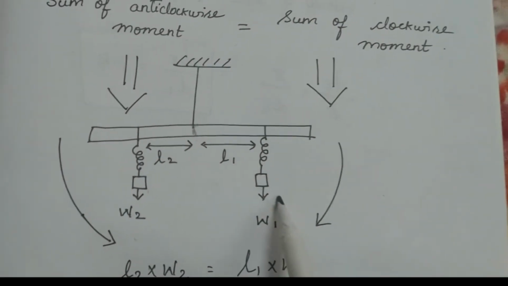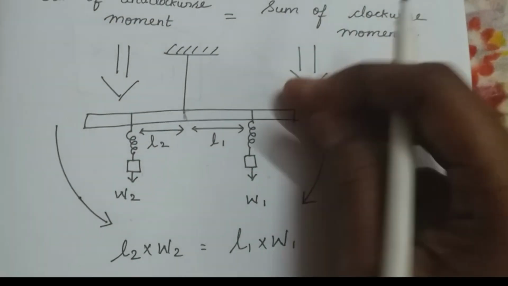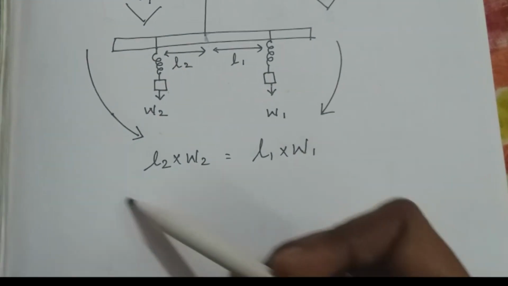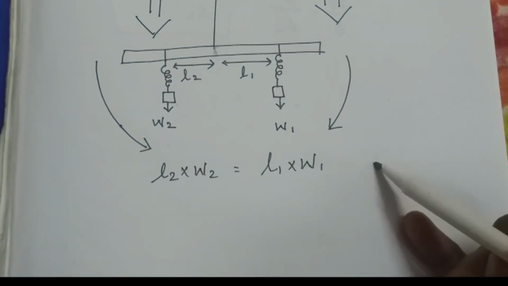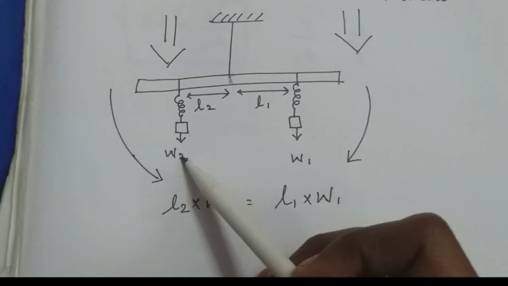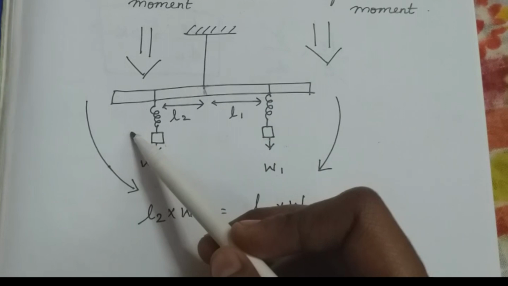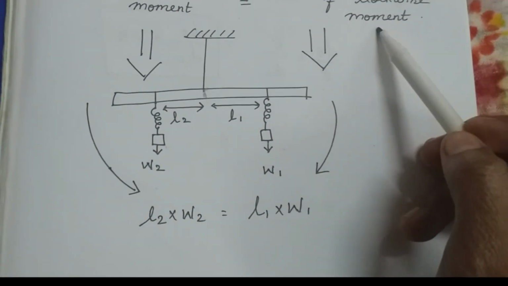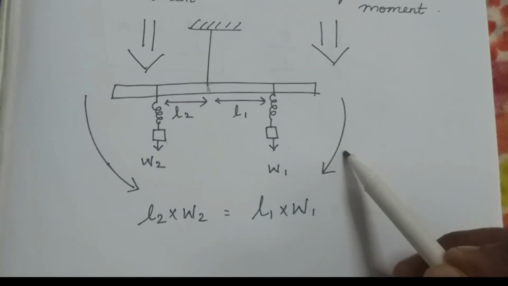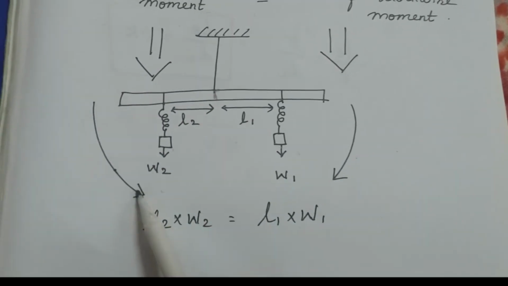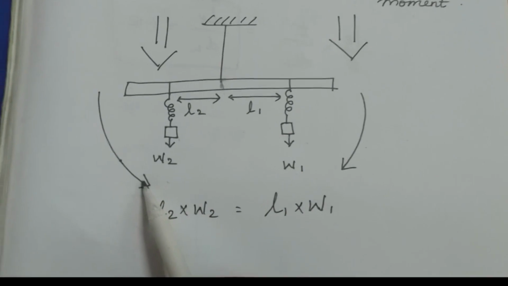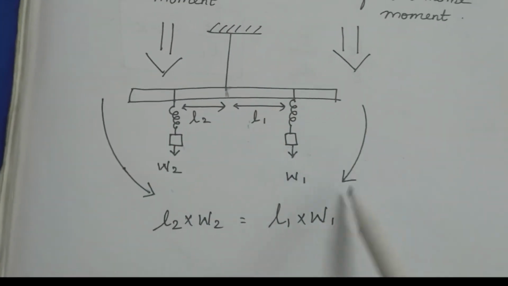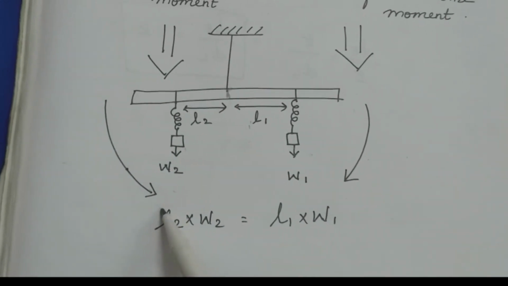What does this weight do? This weight will try to pull the scale towards this direction. So what is this direction? We can call it a clockwise direction. And what is the work of this weight? This will try to pull our scale towards the anti-clockwise direction. So this I will call the clockwise moment, and this I will call the anti-clockwise moment. So for a scale to be in equilibrium, this force and this force have to be the same.